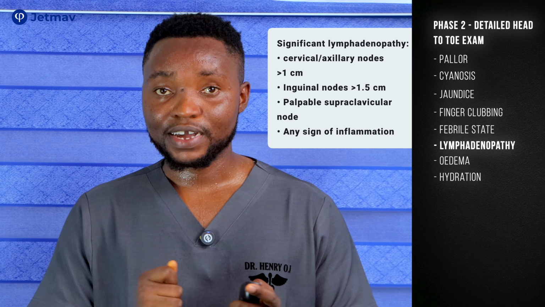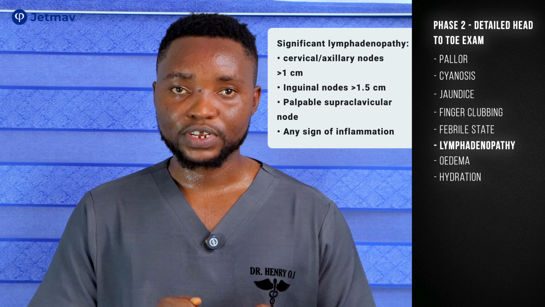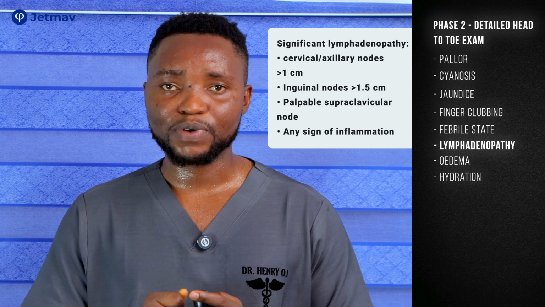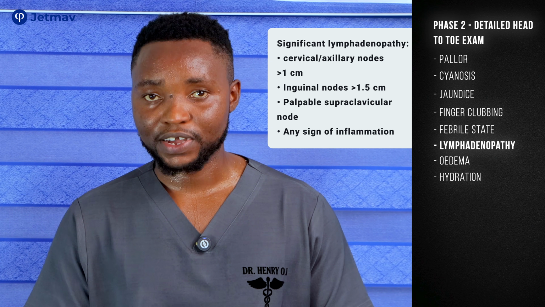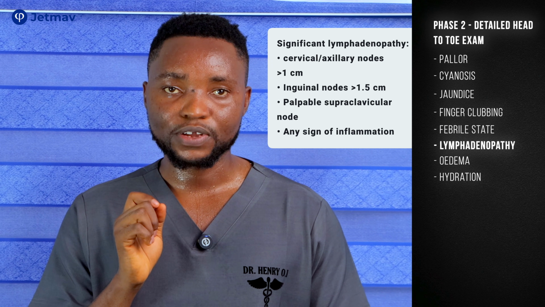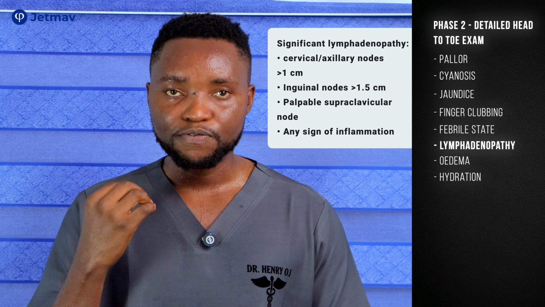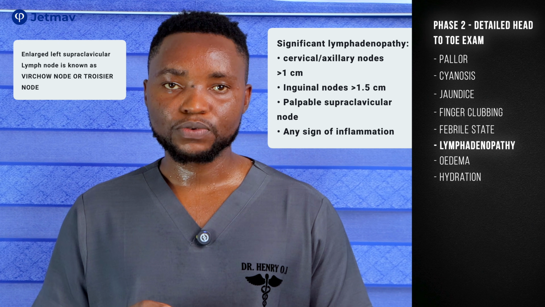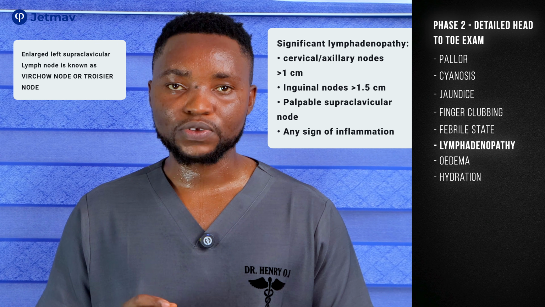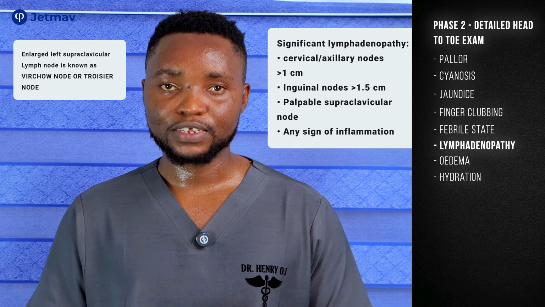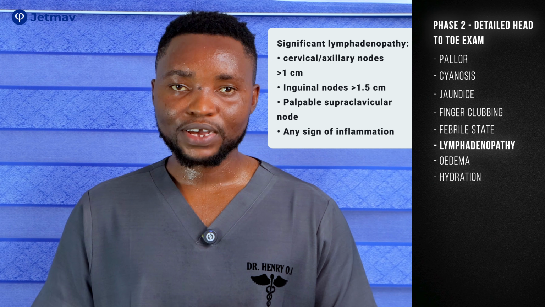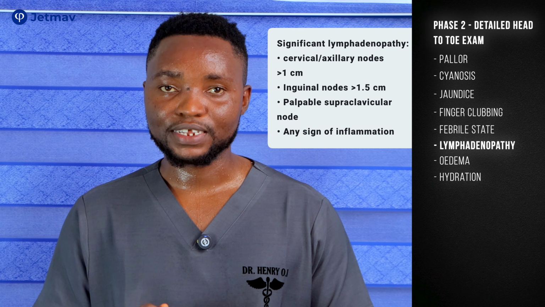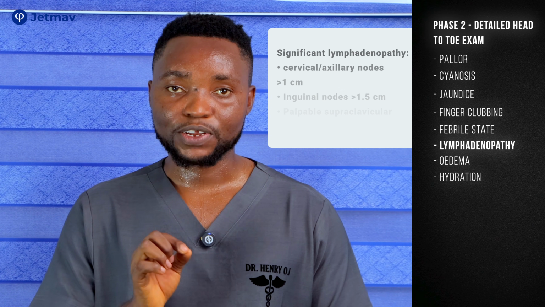Okay? So the cervical and axillary greater than 1 cm, then the inguinal nodes greater than 1.5 cm, we'll say it is significant. Then for the supraclavicular node, anytime it is palpable, we'll take it that it is significant. Another important thing to note about supraclavicular nodes is that if the left supraclavicular node is enlarged, it's a classical sign of abdominal malignancy. So if the supraclavicular node is palpable at all, it doesn't matter the size, it is considered abnormal and significant. Then any other sign of inflammation noted, something like discharge, tenderness, redness, also means that it is significant. So that's what we mean by significant lymphadenopathy.